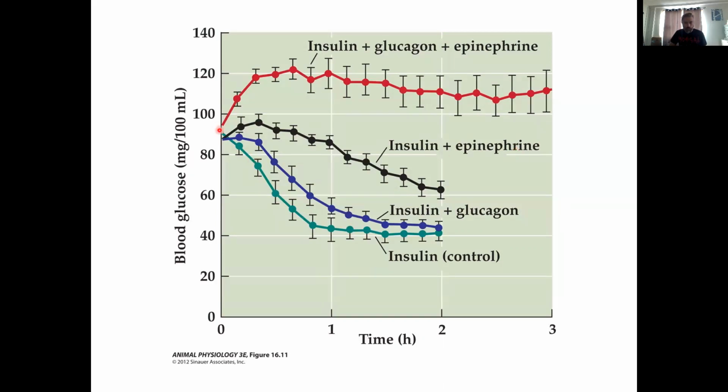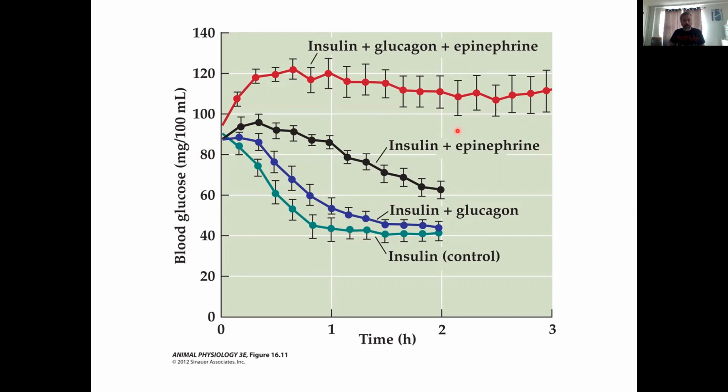When we look at just insulin, our control, we see that as we add it over time, we have a decreasing amount of sugar in the blood. Our serum glucose levels decline. When we have both insulin and glucagon, here we've got two antagonists. Glucagon is going to modulate the effect of insulin. Insulin is still going to lower serum glucose, lower blood sugar, but less than it does just by itself.